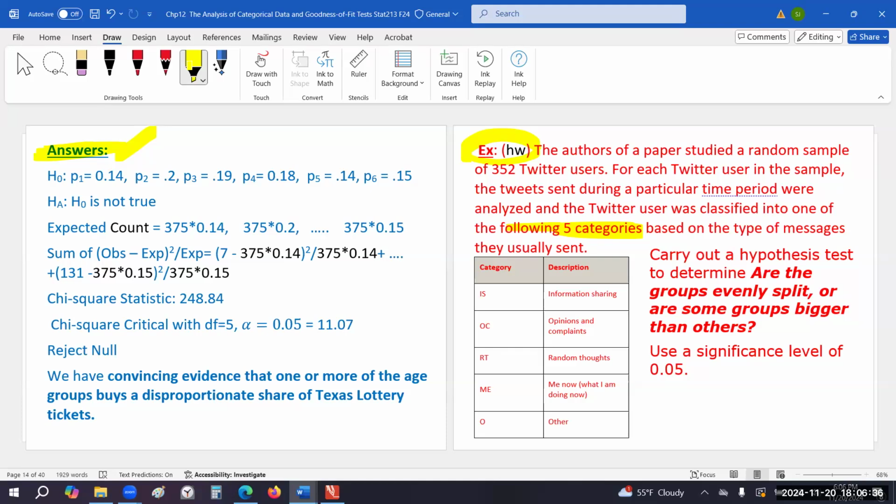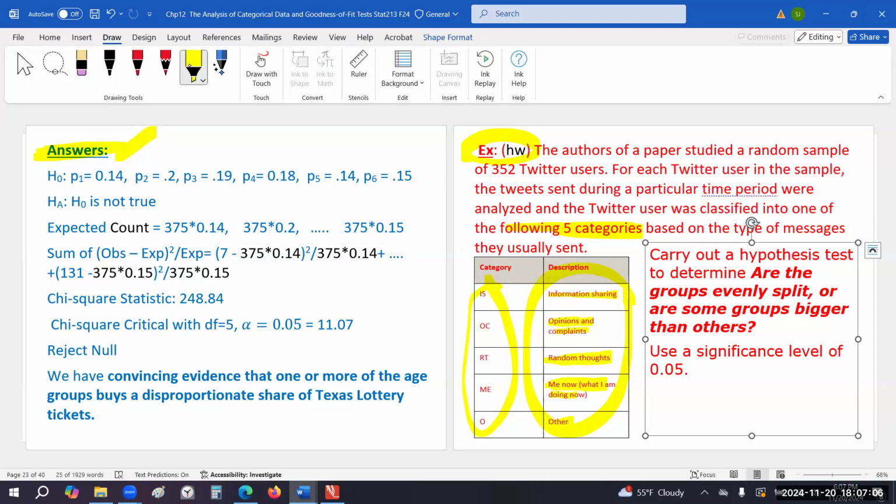So IS means they sent information, and then OC means they shared opinion or complaints. RT means they just randomly post their thoughts. ME means they're talking about themselves, and O means other. So these are the symbols which represent these 5 categories. They want us to carry out the hypothesis test to determine, are the groups evenly split, or are some groups bigger than others? Okay.